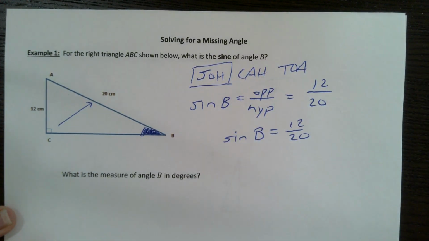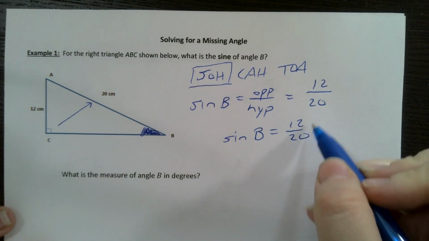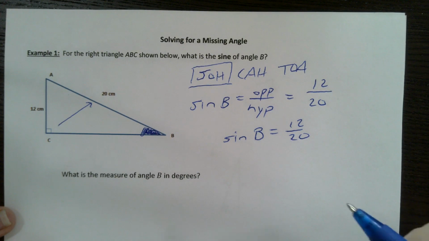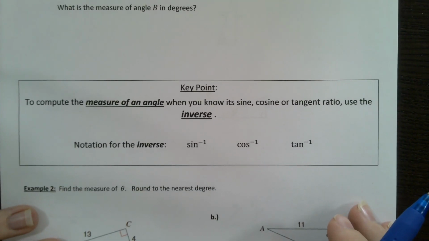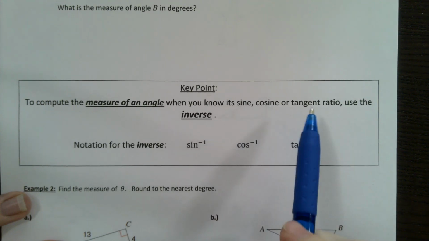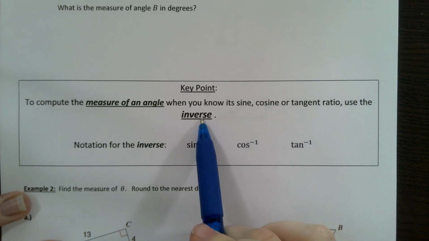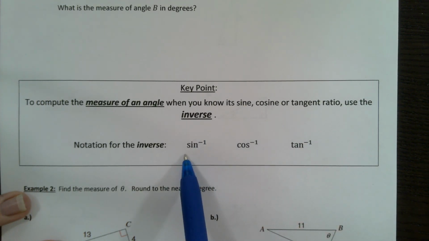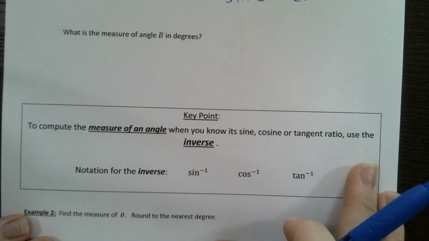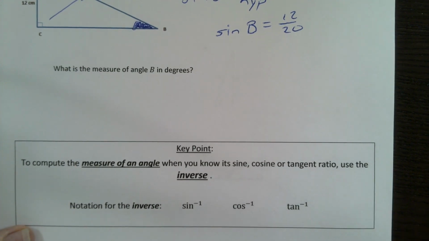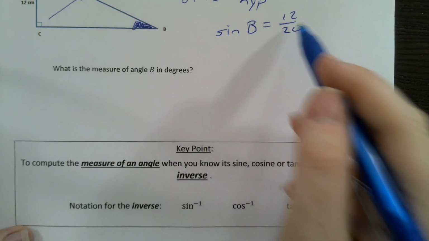But this problem wants to know, what is the measure of angle B in degrees? So just knowing that ratio, how are we going to find that measure of angle B? Well, to compute the measure of an angle, when you know its sine, cosine, or tangent ratio, you use the inverse. And here's the notation for inverse for sine, cosine, and tangent. So here we do know that ratio. Sine of B equals 12 over 20.